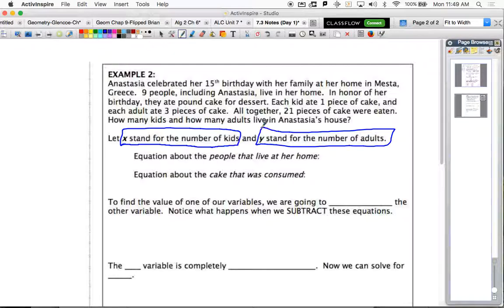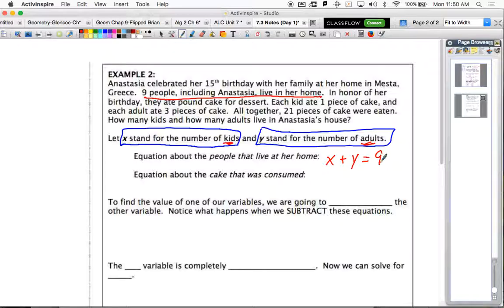One of the things that is talked about up here is the number of people that live in her home. 9 people, including Anastasia, live in her home. So the number of kids and the number of adults together is a total of 9. So our first equation is x plus y equals 9. Kids plus adults equals 9.